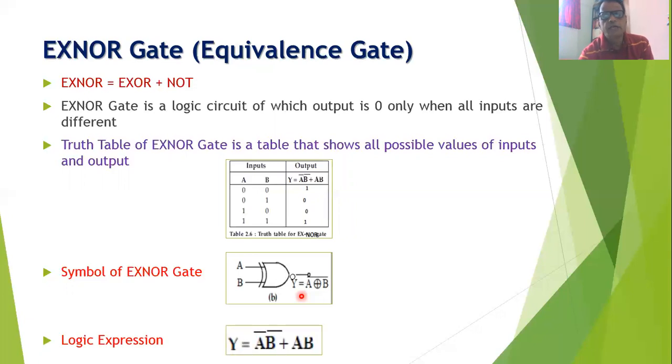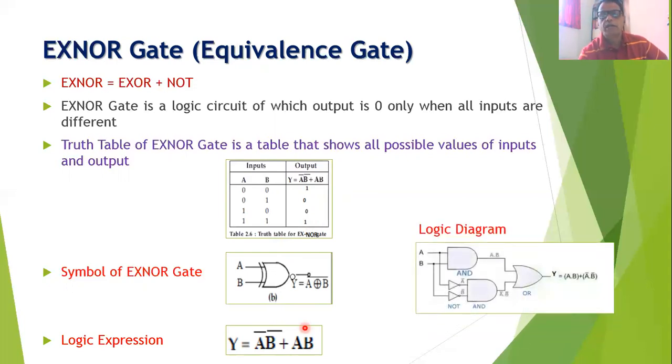We can write the logic expression for the exclusive NOR gate, and the output can be written as Y is equal to A bar into B bar plus AB. You can easily write such a logic expression by using this truth table. The output Y is equal to 1 when both A and B are equal to 0, 0. Therefore, this situation is indicated as A bar into B bar. And in the last case, the output is equal to 1 when both the inputs A and B are 1. Therefore, this situation is indicated in the second term, AB.